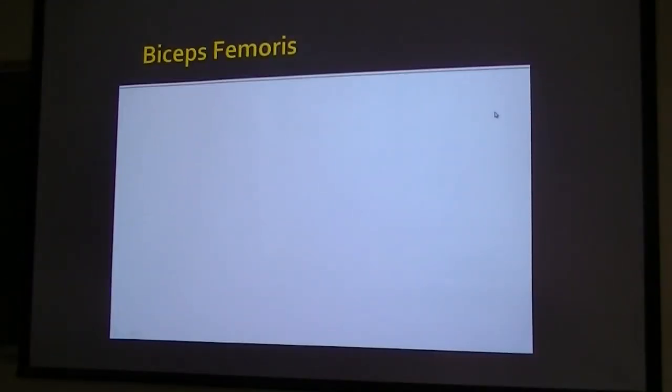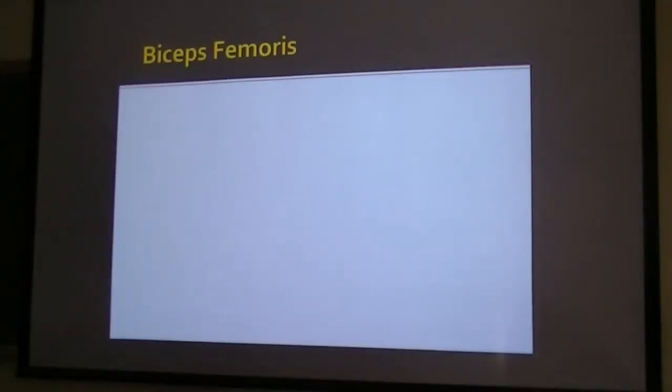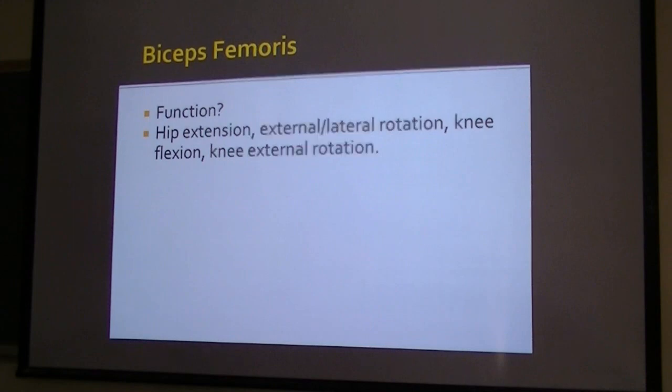Alright, so we talked about the importance of the biceps femoris. What does that do again? Knee flexion, hip extension. What else? Come on, you guys know what a hamstring muscle does. Knee flexion. Yeah, and then some other cool things. It also does external or lateral rotation and knee external rotation, along with what you guys said.